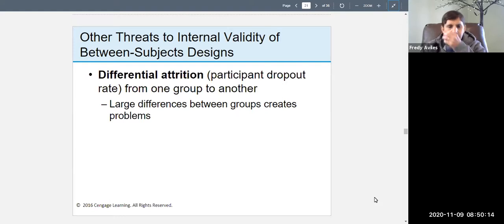Okay, so let's say if you get more dropouts in one group than another, you can end up with a different number of participants in your groups. You can end up with different types of people in each group, and that's going to be a problem. If your groups differ, then that increases the variation in the scores, and that's going to make it harder for you to find a significant result.